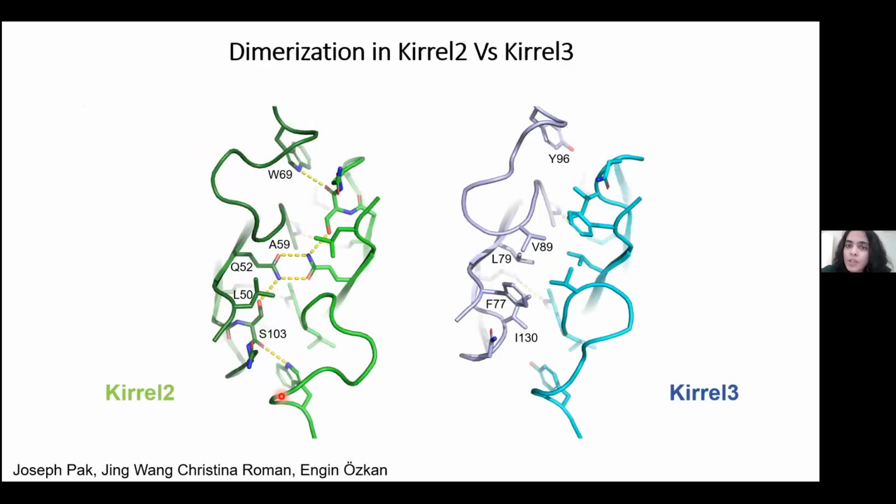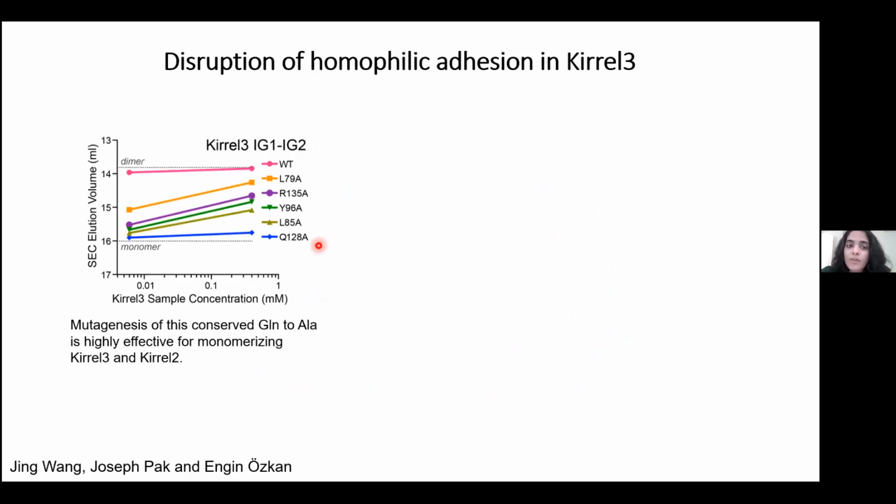To answer this question, in collaboration with the Oskin lab, we looked at the crystal structure of KL2 dimers and KL3 dimers. And in this dimer, at the binding interface, we were able to identify various amino acids that might play an important role in the dimerization. So with this information, we introduced single residue mutations in KL3 that could potentially disrupt dimerization. And using an assay that separates molecules based on size, we tried to identify whether dimerization was disrupted.